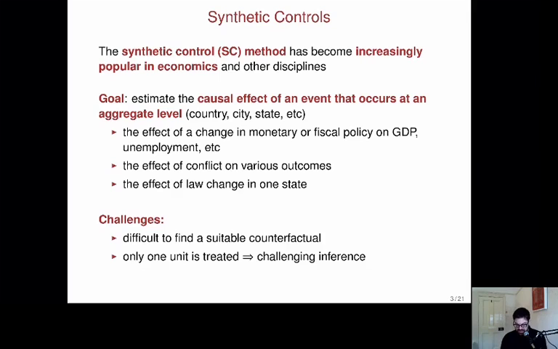Okay, so the challenge, again, for any causal inference method is how do we find a suitable counterfactual, and then in addition to that, when it comes to synthetic controls, because only one unit is treated, inference is also a lot more challenging because we can't use the conventional techniques of calculating standard errors how we would do it with any other method.